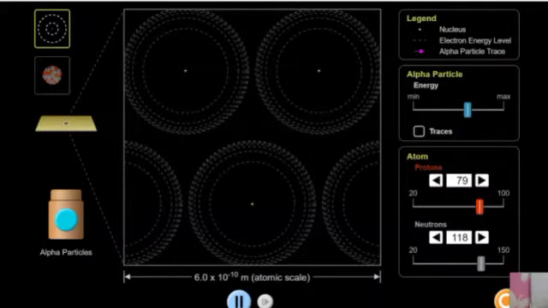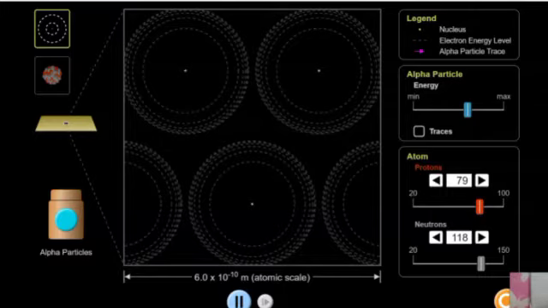Rutherford arrived at his atom model through a very famous experiment. This experiment is known as the gold foil experiment. We'll see what the gold foil experiment is. We'll see Rutherford's gold foil experiment.